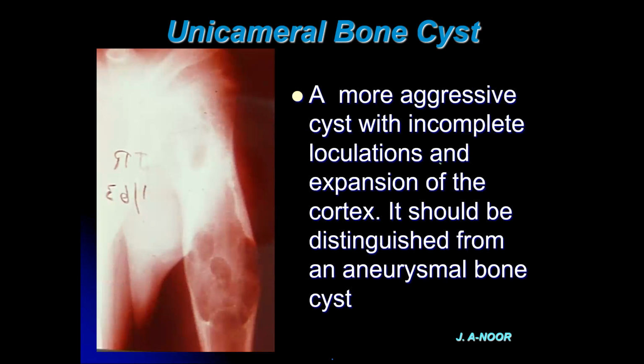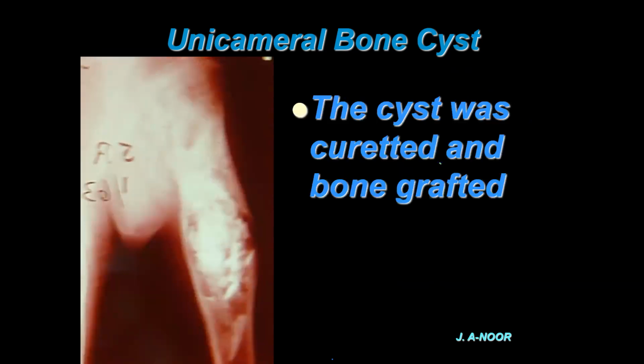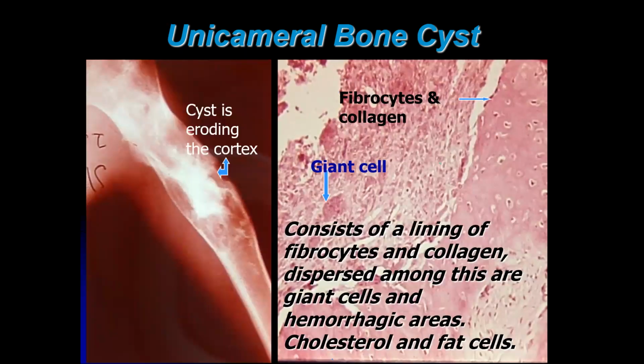A more aggressive cyst with incomplete loculations and expansion of the cortex should be distinguished from an aneurysmal bone cyst, as I mentioned. The cyst was curetted and grafted. Now, what do we see on pathology? It consists of a lining of fibrocytes and collagen, dispersed among which are areas of giant cells and hemorrhagic areas with cholesterol and fat cells.